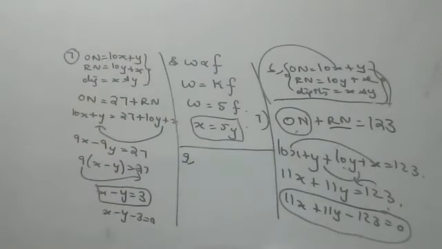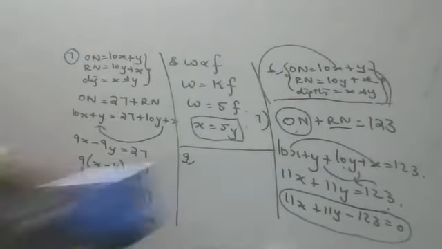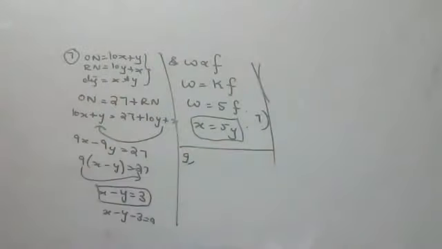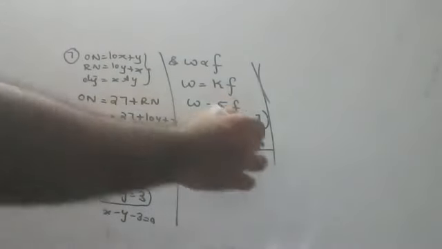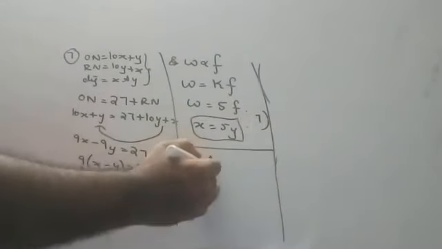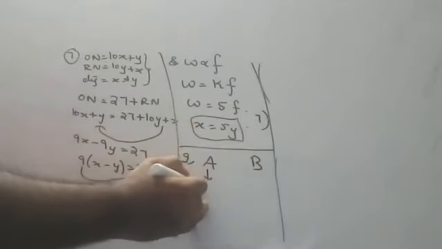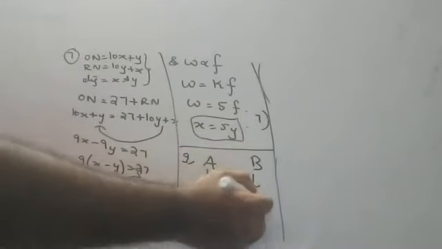Okay. Next one, children. All of you please go through the ninth question. A and B have certain mangoes with each other. Listen, children. Let me write this. Let me say A and B. A is having x mangoes. B is having y mangoes.